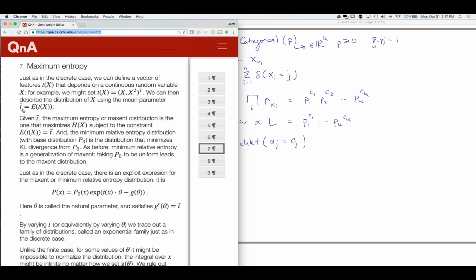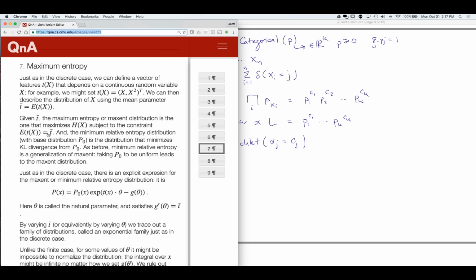And just like before, we're going to describe the distribution of x using the mean parameter, which is just the expected value of t of x when x is sampled according to our distribution, and we'll call that t bar. Given t bar, the Maxent distribution is the one that maximizes entropy, subject to the constraint that it matches the mean parameter t bar. Just like before, E of t of x is called a moment, and so this vector of moments has to match our observed vector of moments.